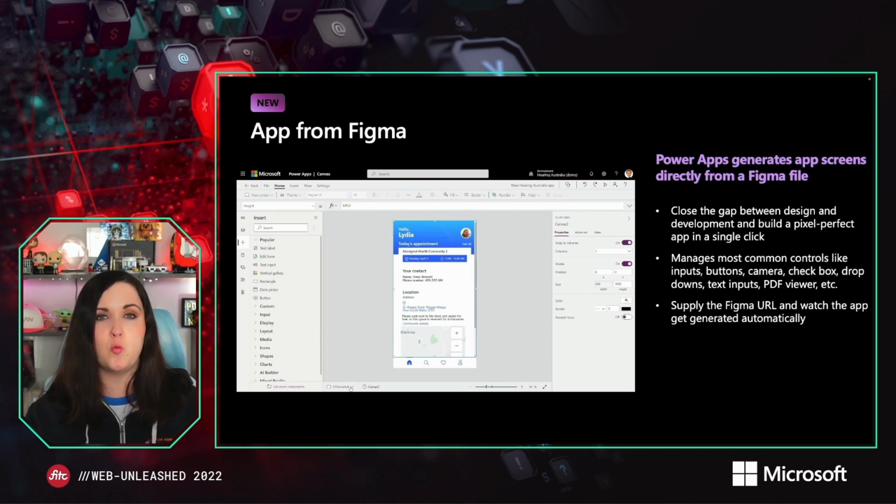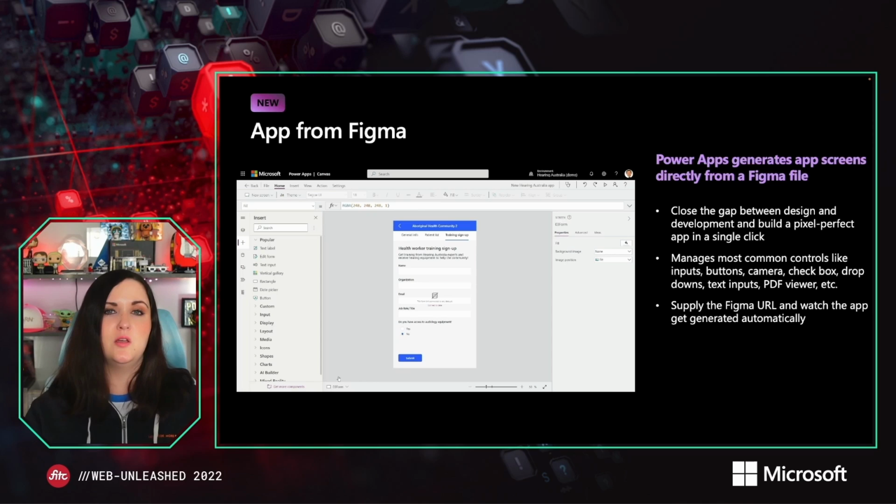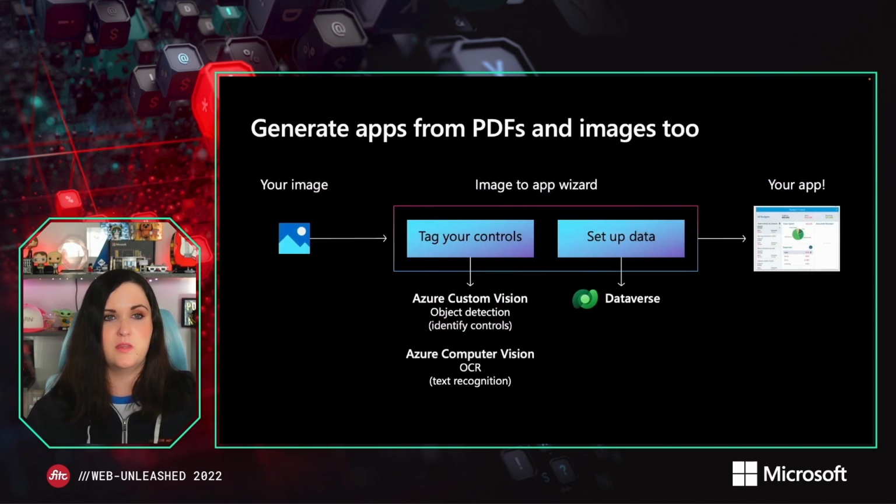All we have to do is wire up some of the logic in the backend, and now we have all of our application pixel perfect. So it's really groundbreaking functionality to be able to generate an app from Figma. Now we're not limited with Express Design to just generate an app from Figma. We also have the ability to generate apps from PDFs and even hand-drawn images. So this is pretty cool functionality, using the custom vision capability of Azure Cognitive Services to recognize what you have in a PDF form or a hand-drawn form and produce an application for you.